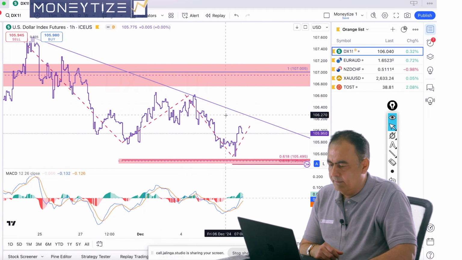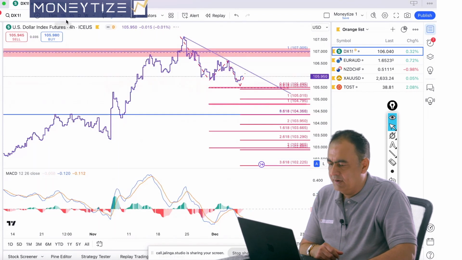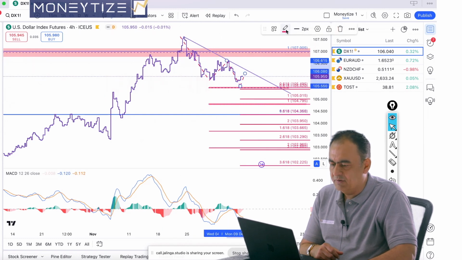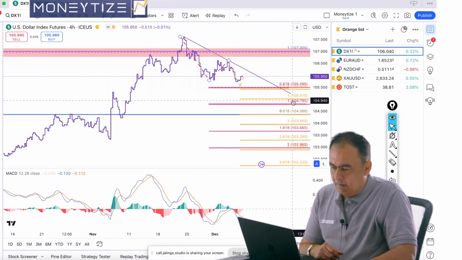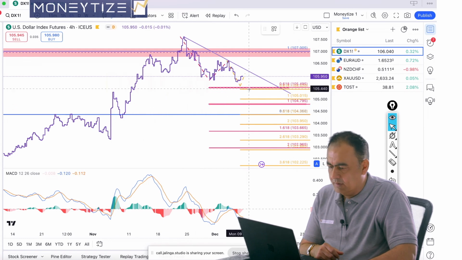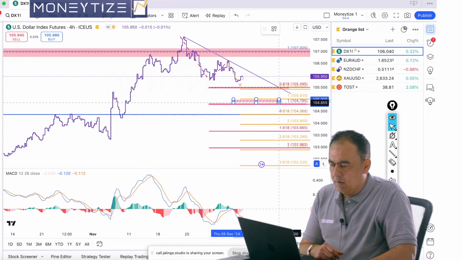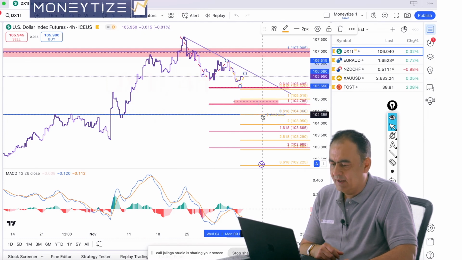Assuming this is the high, let's see where we get the magnets here. So we need to change the new extension color here. Okay, so I can see this is the first magnet zone, and yes, the second magnet zone is here. So it's coming between 105.01 to 104.79.